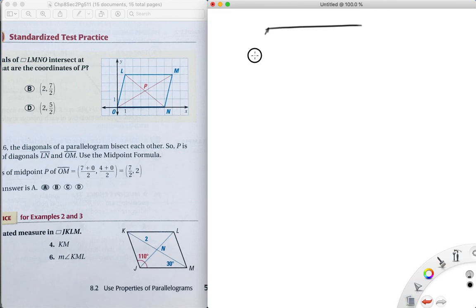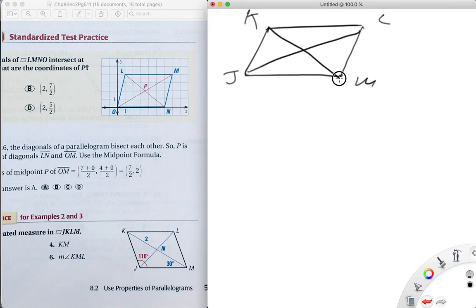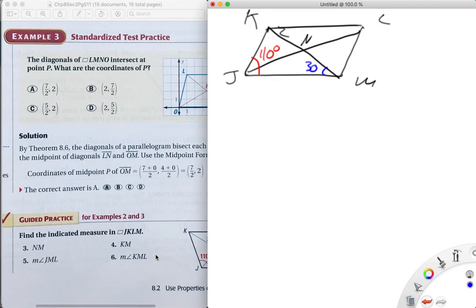To give us this parallelogram KJLM. Got a couple of diagonals at point N. This is 2. This whole thing is 110. This guy's 30. Okay. So, and M.